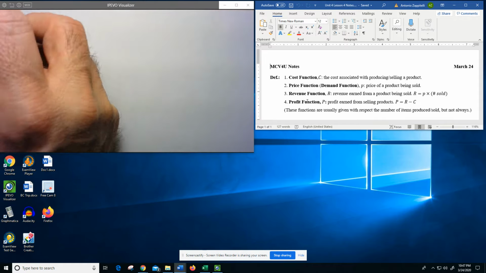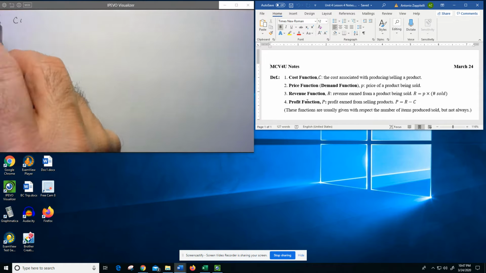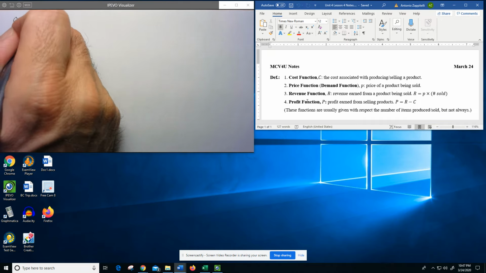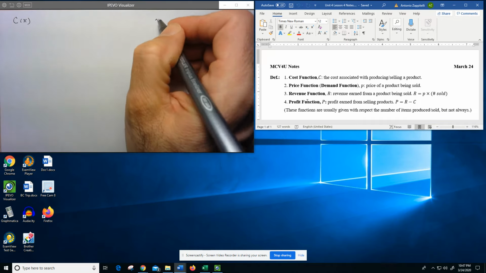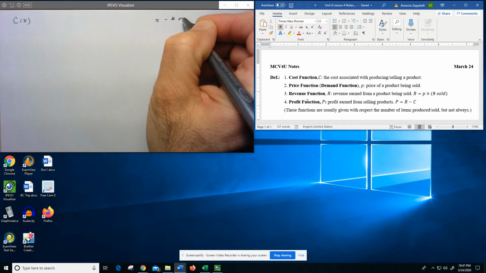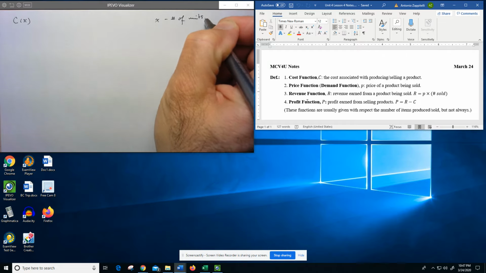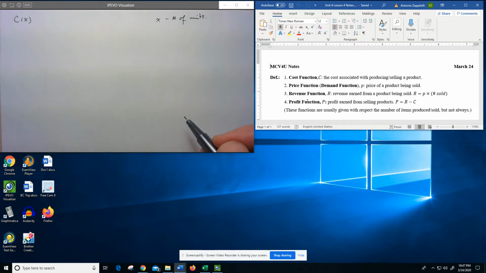definitions here. So here we have the cost function, and again I'm going to think of the cost function in terms of x, where x is the number of units. Okay, so here the cost function will be given in terms of the number of units that you're producing, which makes sense, that as you're producing more units, the cost you expect to go up. However, it might not necessarily go up in a linear fashion.